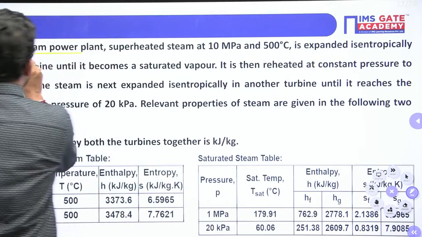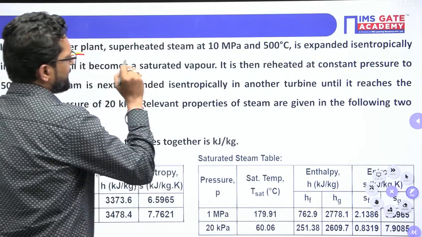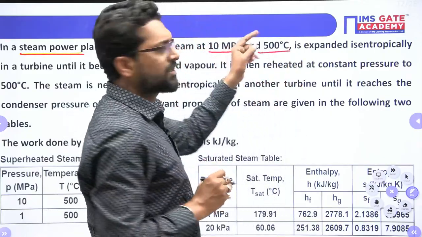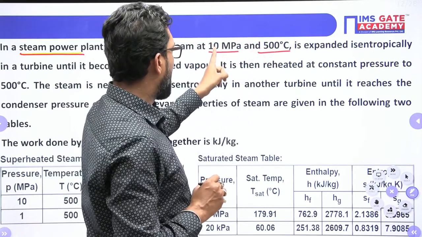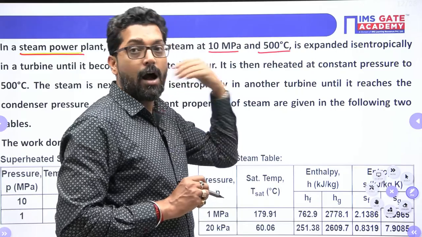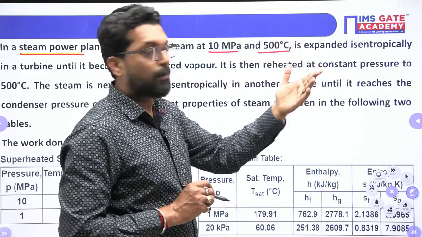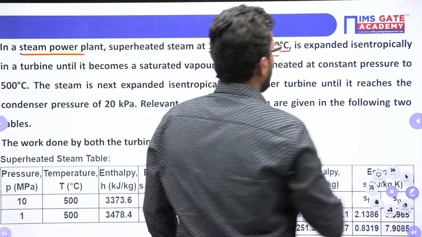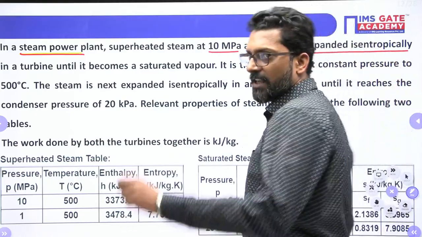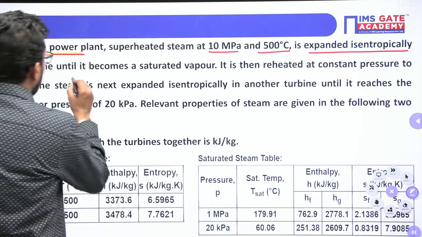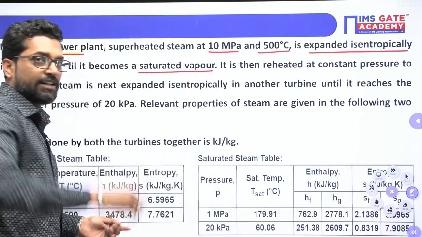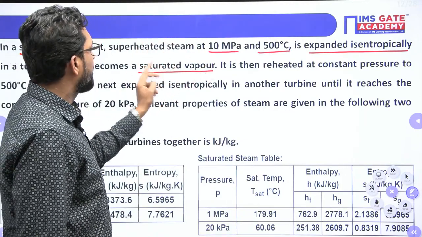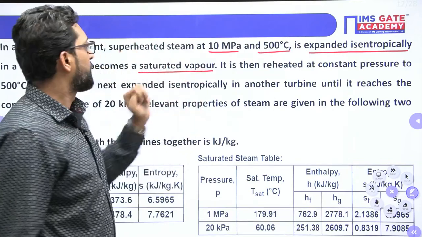In a steam power plant, superheated steam at 10 megapascal and 500 degree centigrade. That means initially it must be superheated at 500. After outlet from the boiler, this steam will enter the turbine in a superheated condition. It is expanded isentropically in the turbine until it becomes a saturated vapor.